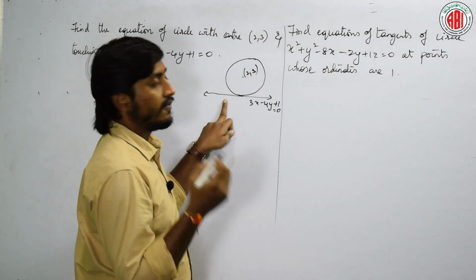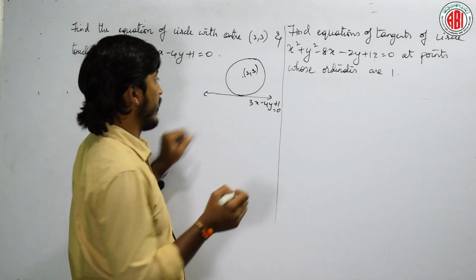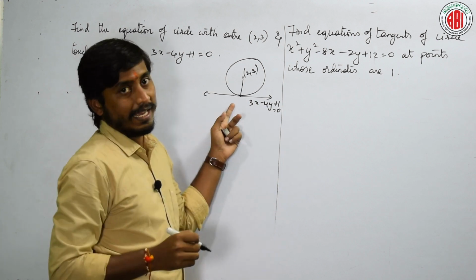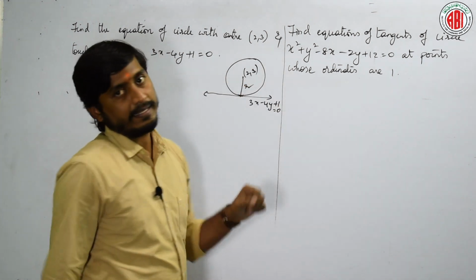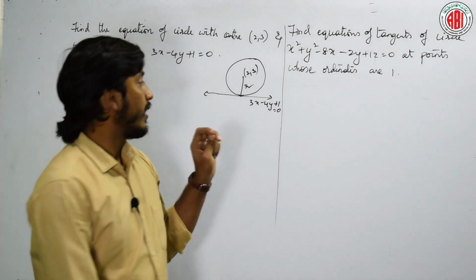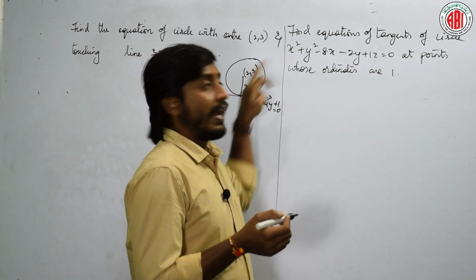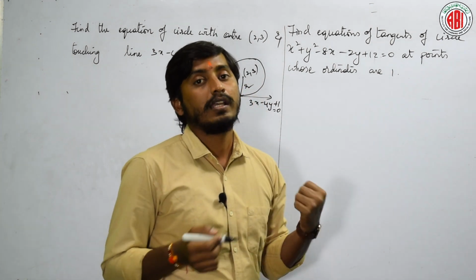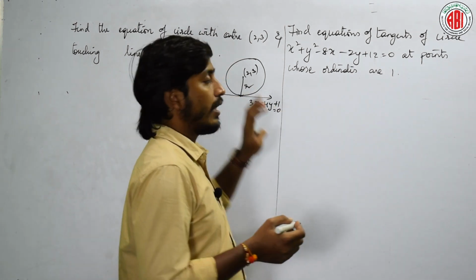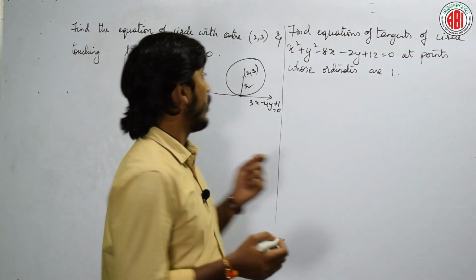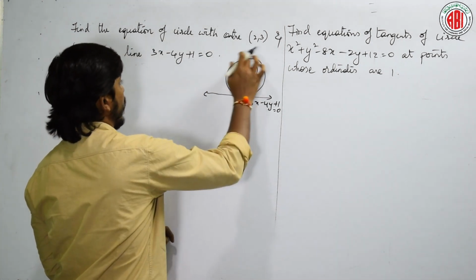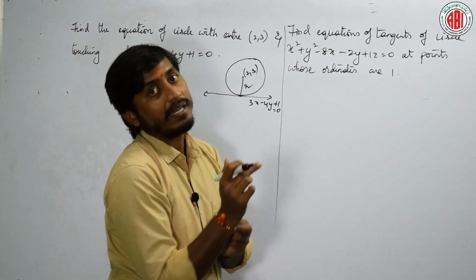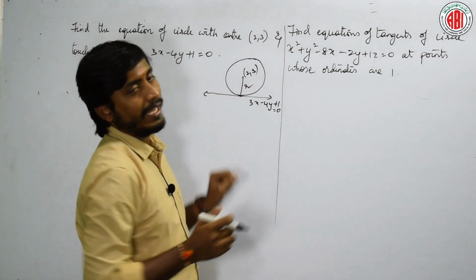What is the condition for a tangent? The condition for a line to be a tangent of a given circle is that the perpendicular distance from the center to this line should be nothing but the radius. Remember, the condition for a line to behave as a tangent to a circle is r equals d. What is d? That is the perpendicular distance from the center to the line. Now here the center is given, we have to find the radius. The radius is nothing but the perpendicular distance from the center to this line.